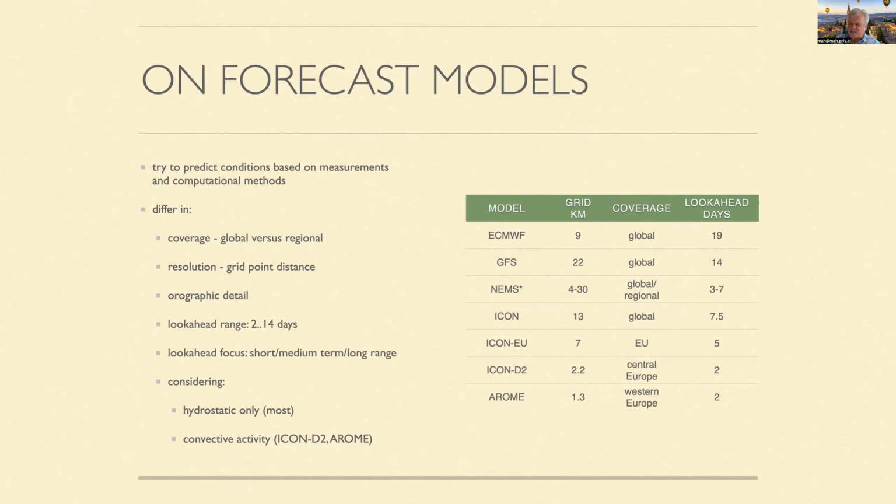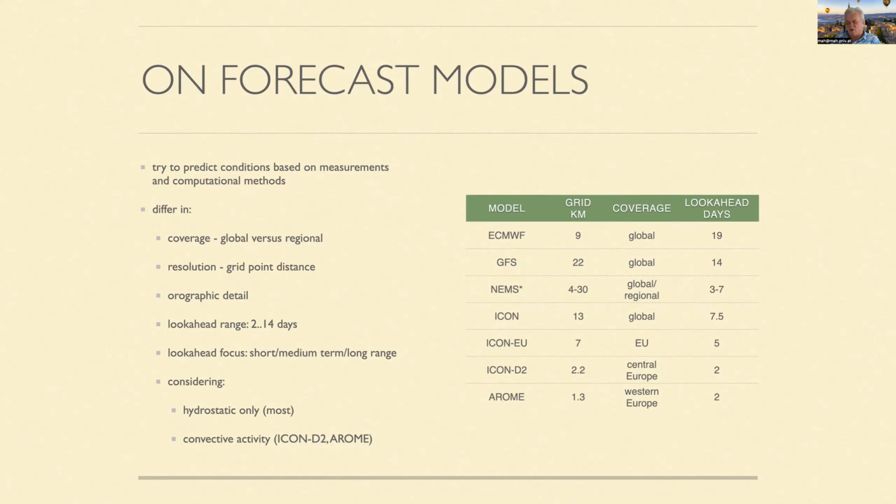Out of these, sometimes weather forecasting shops create what they call nests. They take a cutout in a smaller geographic area and do that in a higher resolution. You'll see that IconEU has about twice the resolution of the global icon, about the same look ahead, but it's a much smaller footprint. It's only the EU.